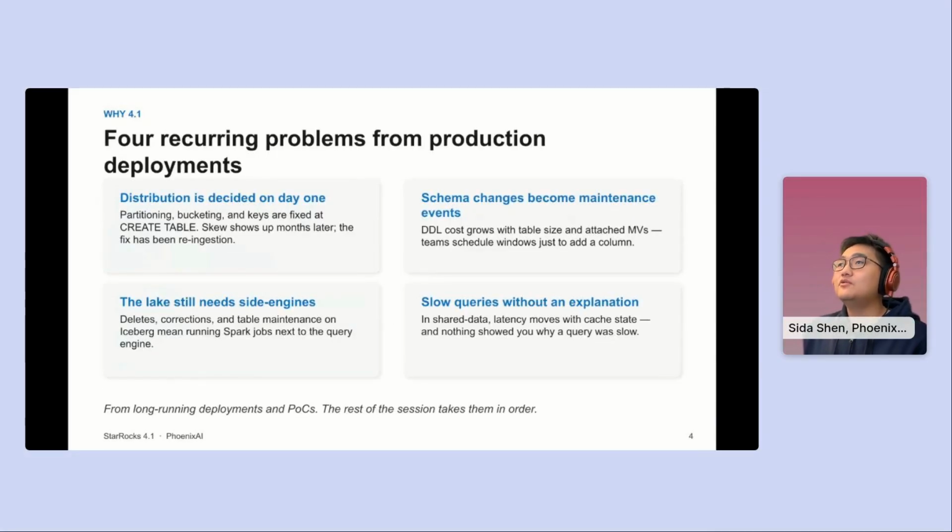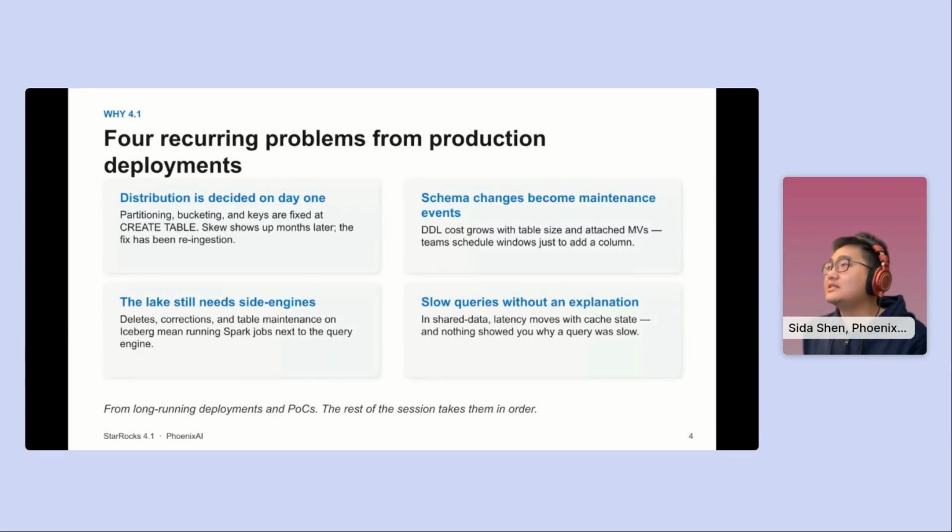For recurring problems from production deployments, we've seen, at least I personally have seen in the past 4 years, that when you build a database and move it to production, you see a lot of challenges. First is data distribution, which is storage. Partitioning, bucketing, all of those are fixed. If your data changes, your distribution changes, and suddenly skew happens. The only thing you could do before 4.1 is basically create a new table and re-ingest, and that's expensive for big tables. Now in 4.1, we're looking to fix that.